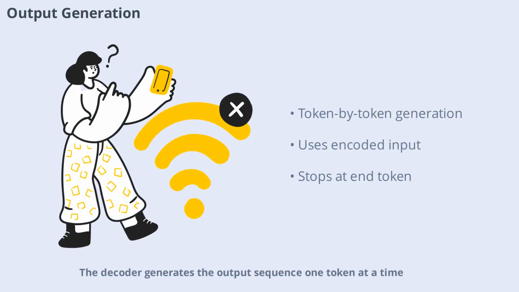The decoder generates the output sequence one token at a time, using the encoded input and previously generated tokens as context. At each step, the decoder predicts the next token, gradually building the final output. This process continues until a special end-of-sequence token is produced, signaling completion.